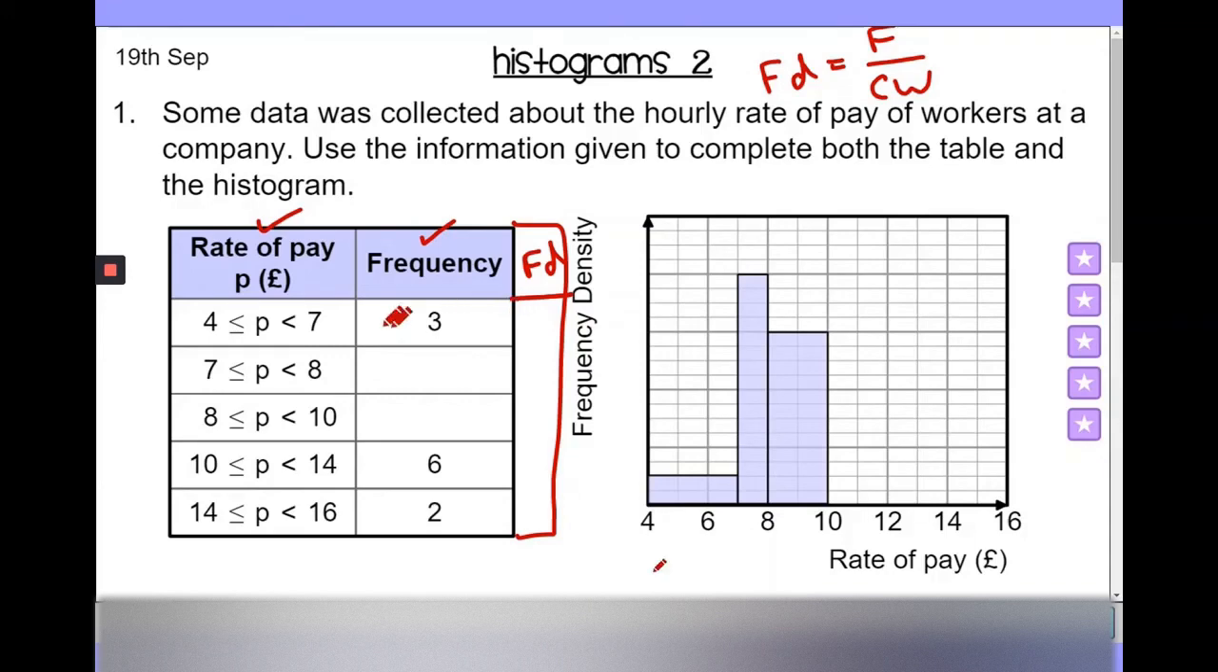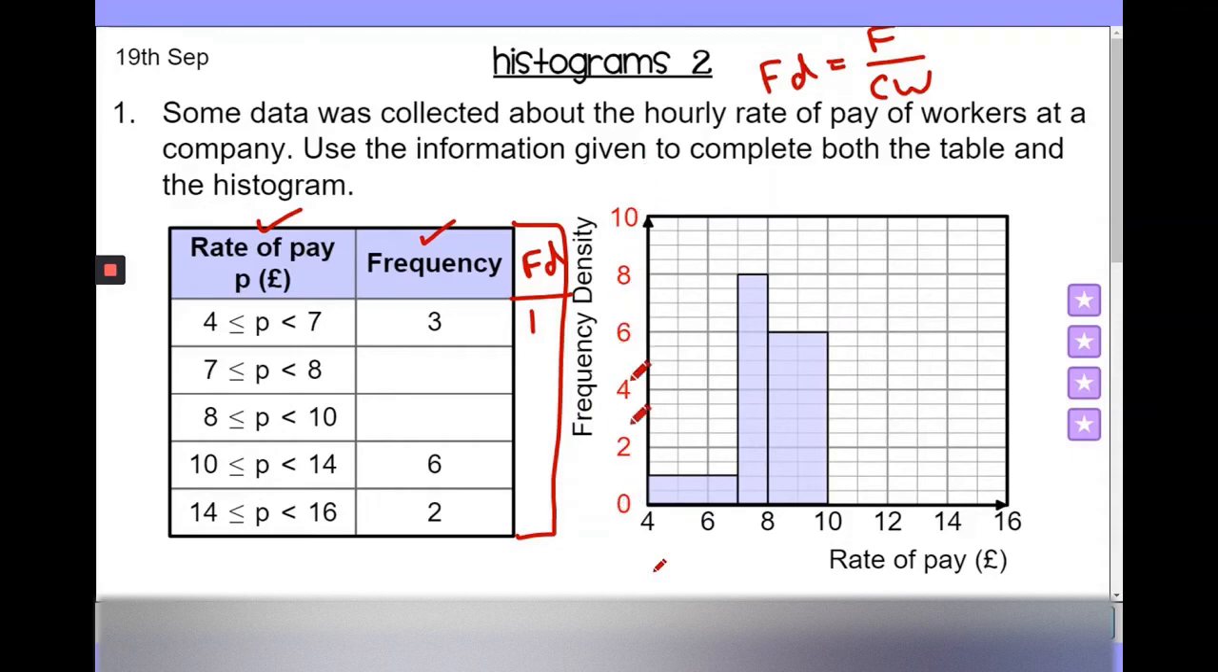Sometimes you're given frequency and class width, sometimes you're given the bar and you have to work out the frequency, and so on. The first thing you want to do is work out the scale on this axis, and you're going to use the bar to do that. We can see from 4 to 7 the frequency is 3, so frequency density is 3 divided by class width, which is also 3, so 3 divided by 3 is 1. That tells you that every 2 squares is worth 1 on the scale here. So 4 squares is worth 2, and you can see there's your scale.